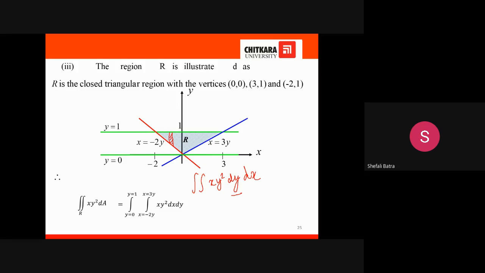Tell me, beta. What will be the limit? xy square dy dx. I'm writing dy. It means I'm making a strip parallel to the y axis. So I need the limit of y in terms of x. Now try it and let me know what will be the limit of y. Ma'am, x/3 to minus x/2. Sorry, x by 3 to minus x/2.